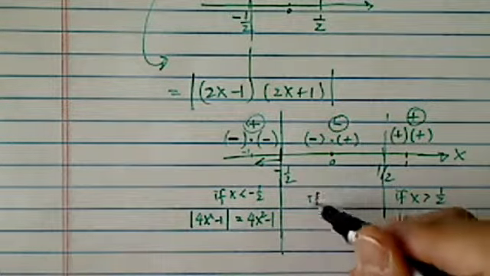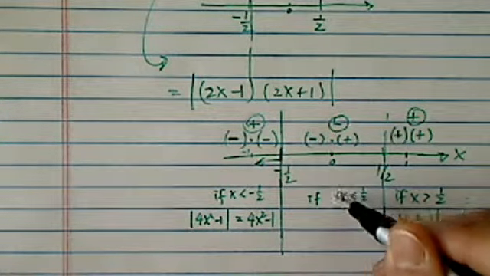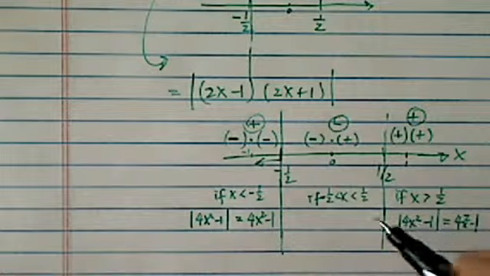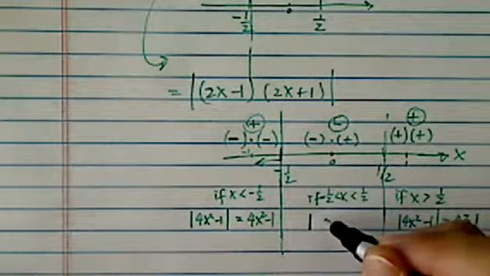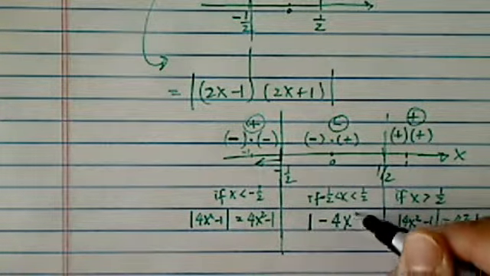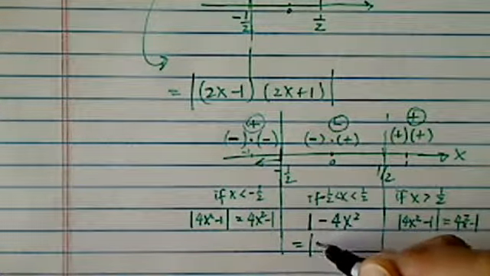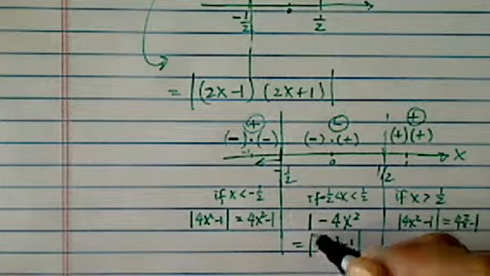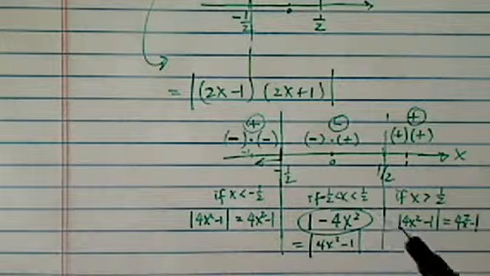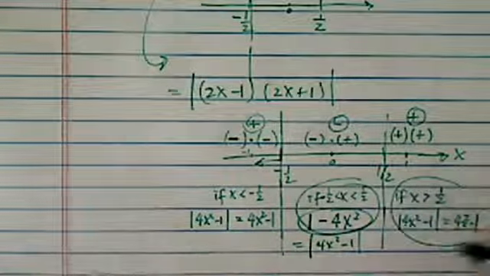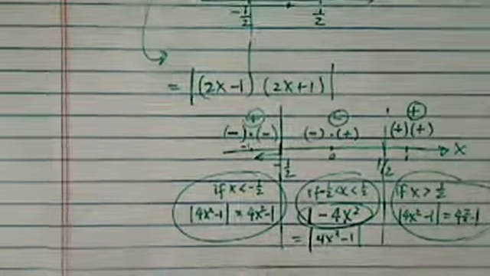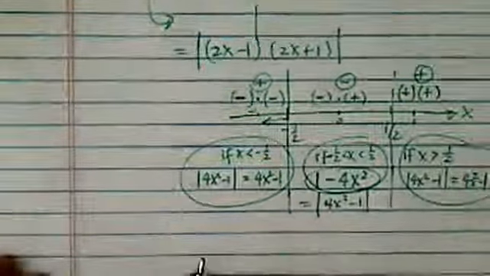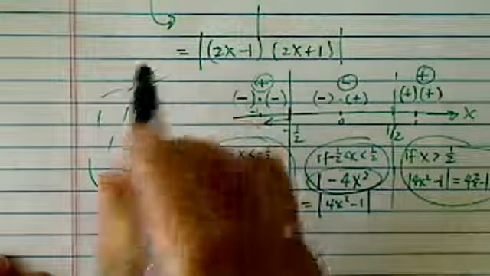So if x is in between negative half and positive half, I actually have to flip it. It's going to be 1 minus 4x squared that is equal to the absolute value of 4x squared minus 1. Okay, so here's the answer. You do have to separate it out for this one. It's three segments. All right, hope this helped. Have a confident day.